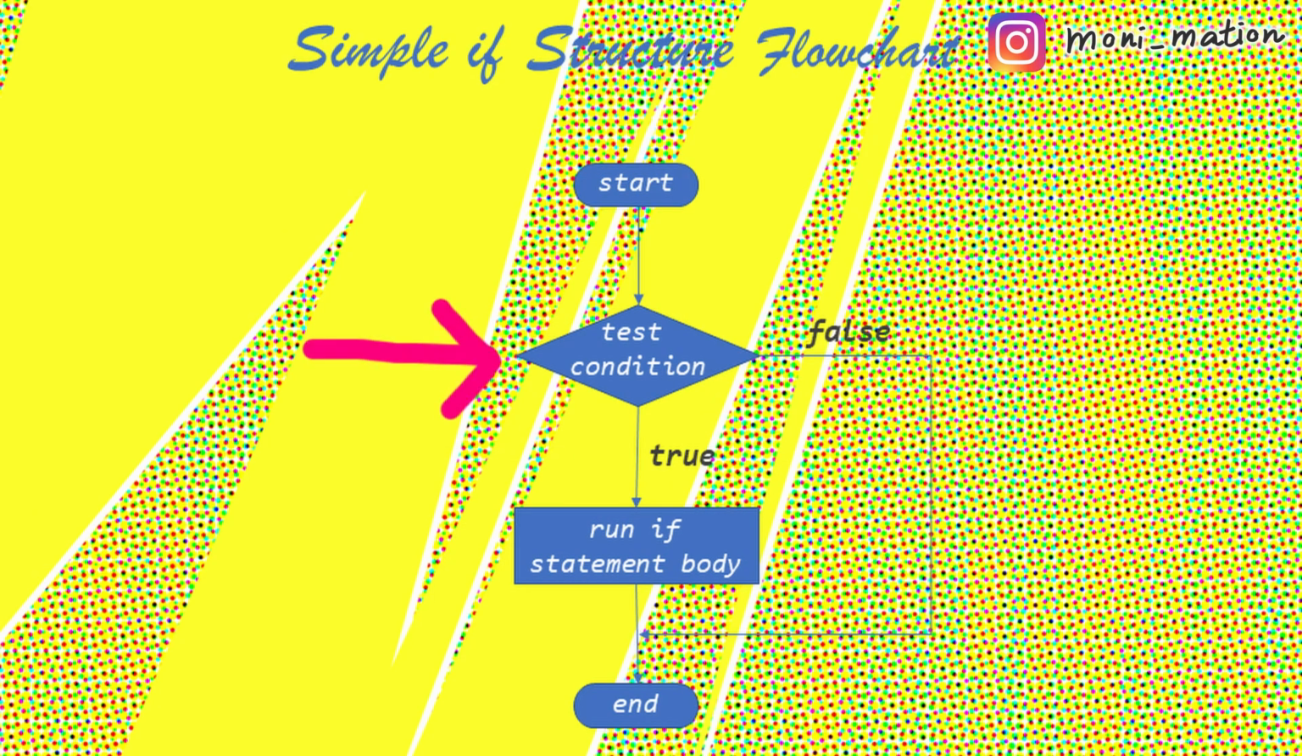If the test condition evaluates to true, the if statement body runs. Otherwise, it skips the if statement body and continues to execute the next statement after the if structure. The condition is written in parentheses. The if statement body is denoted by the curly braces. If the condition evaluates to true, the if statement body runs.